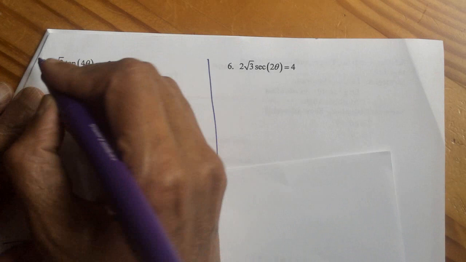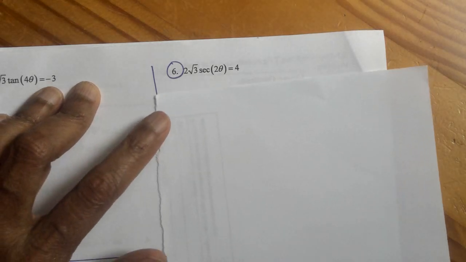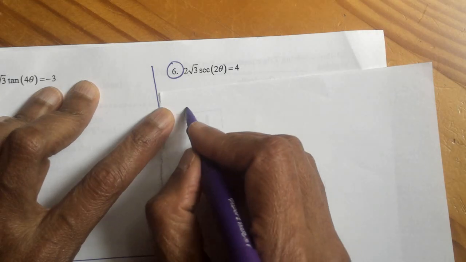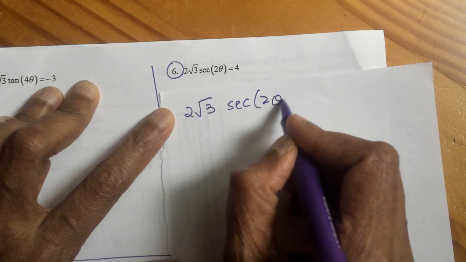So we did 5. Hopefully you saw the work, and now we're going to do 6. And 6 is 2 square root of 3 secant 2 theta equals 4.